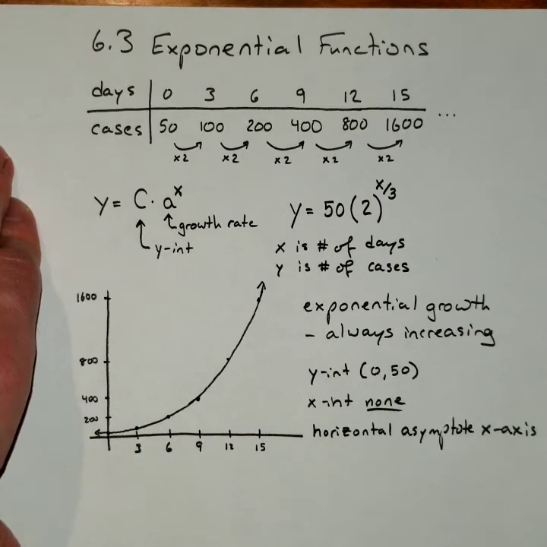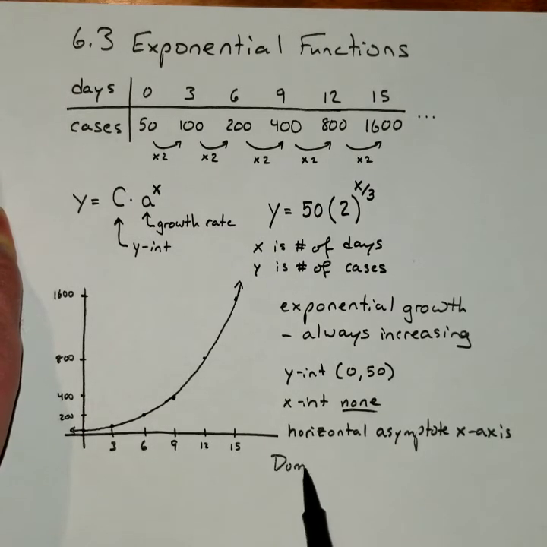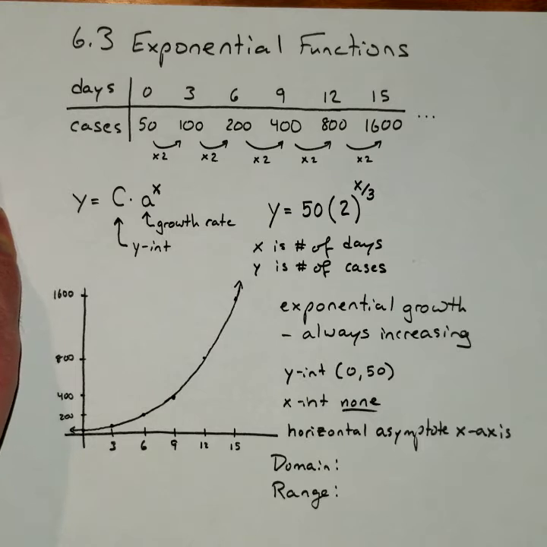Okay. Generally speaking, these exponential graphs will have horizontal asymptotes on the x-axis, unless there's a vertical shift, which we've seen when we did our transformations. There's also a domain and a range, and I want to talk about those for a second. I think those are fairly important.